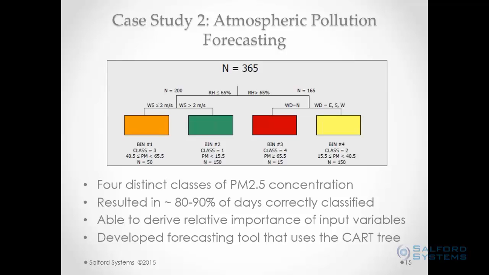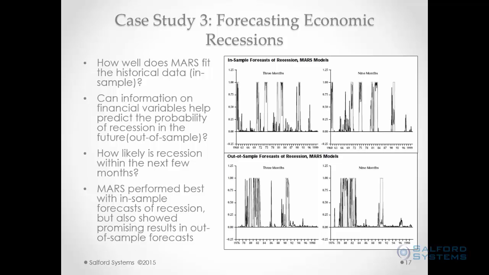In addition to a high accuracy, they were able to derive relative importance of the input variables. So this is also what we saw in our oranges example of finding out which variables were important. And most importantly, they were able to develop a forecasting tool that uses this CART tree to decide which days in the future would have higher concentrations so that maybe they could make some changes in that specific area.